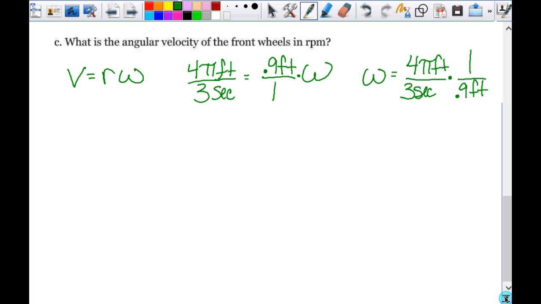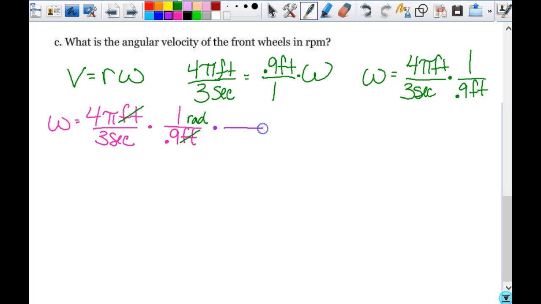I'm just going to take this, and we need to convert. Okay, so I'm going to leave it like that. That's equal to 4 pi feet for every 3 seconds times 1 over 9/10 of a foot. I need it in revolutions per minute. Right now, it is in radians per second, technically, because remember, this is like radians up here. So this is feet per radian. So this is really radians per second once my feet cancel out. I need it in revolutions per minute.